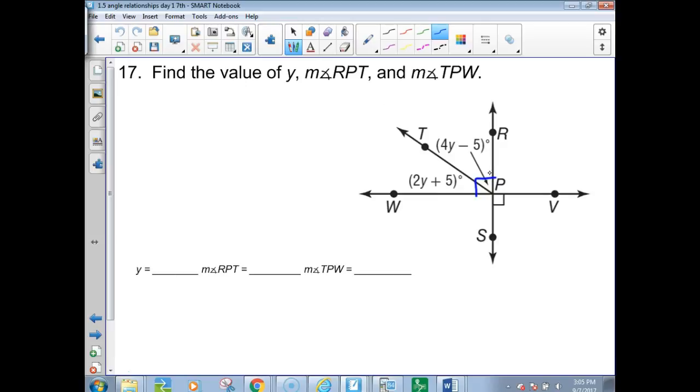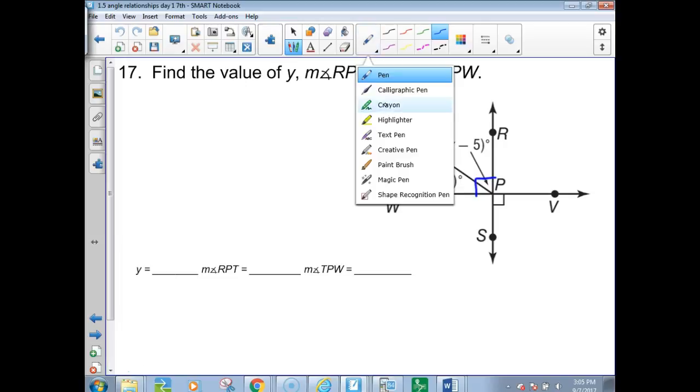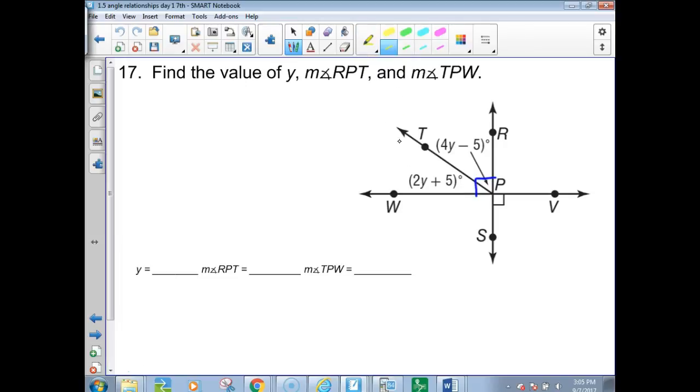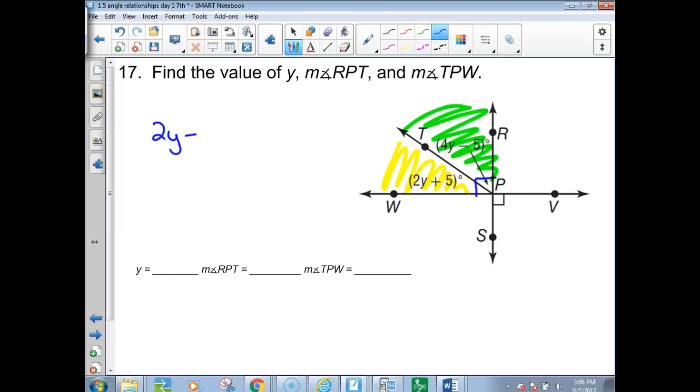Well, what do we know now? If that's a right angle, then this is a right angle. So what are these going to add up to? Yep, exactly, one of the things we went over today. So this angle plus this angle add up to 90. So we're just going to add those expressions. So we got 2y plus 5 plus 4y minus 5 equals 90.